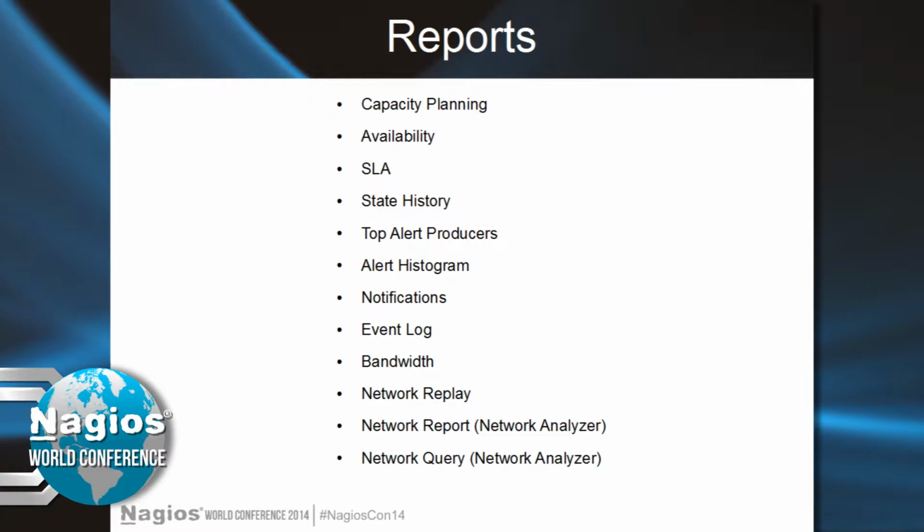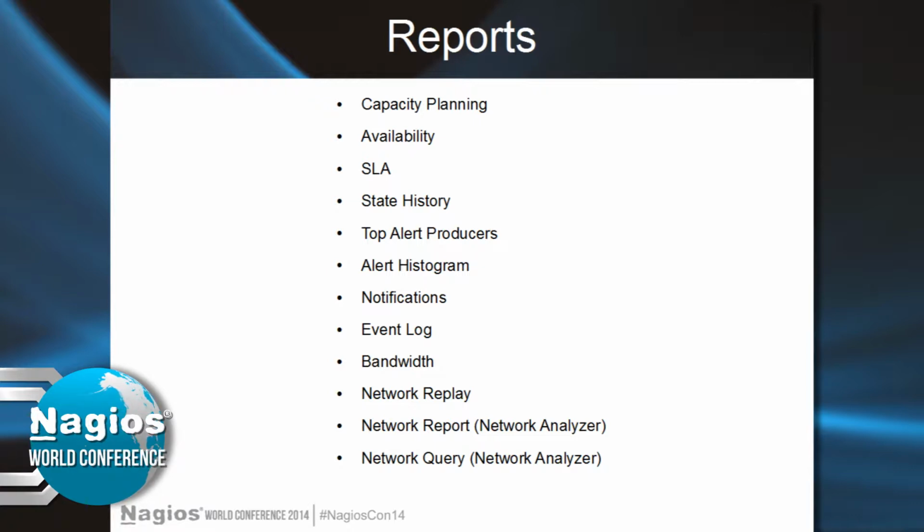So the actual reports, there's capacity planning, there's an availability report, there's the new SLA report, there's state history, there's top alert producers, which is a great report. It's the problem children. If you have limited time, just look at top alert producers and go, hey, these 5 are having problems all the time in the last 24 hours.